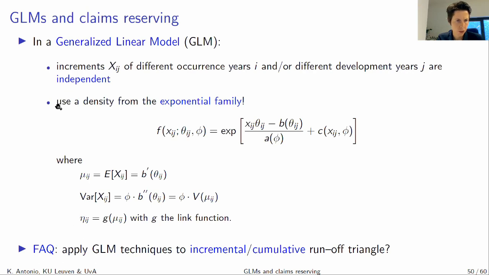So I've got a question here, but in fact I already gave the answer. Do we typically apply these GLM techniques to the incremental or the cumulative runoff triangle? We work here on the incremental data, because there it's more natural to make the assumption of independence. If you would work on the cumulative data, then the independence assumption would not make sense. And we rely on this independence assumption in order to be able to write down the likelihood of our GLM in an easy way.